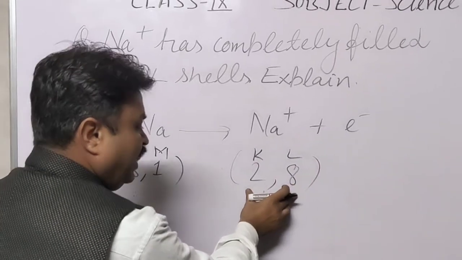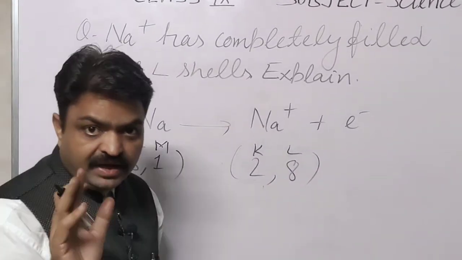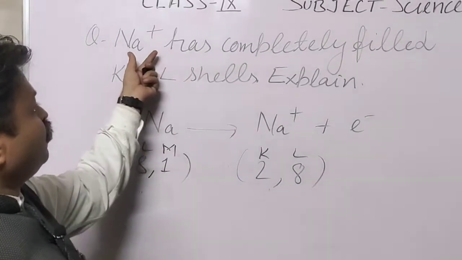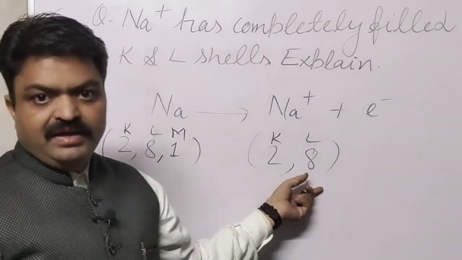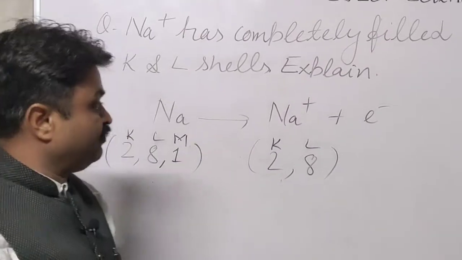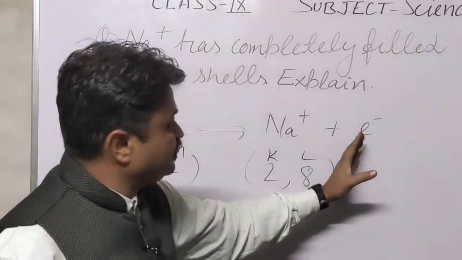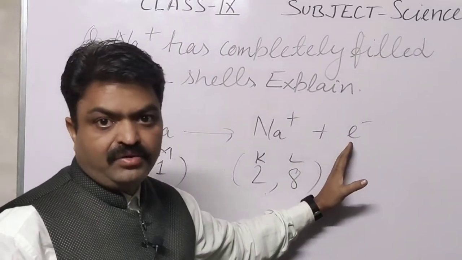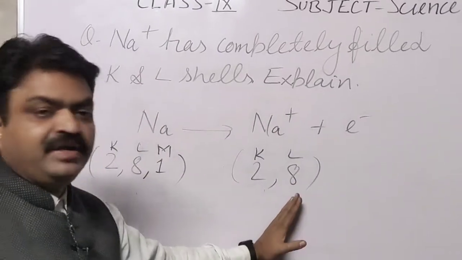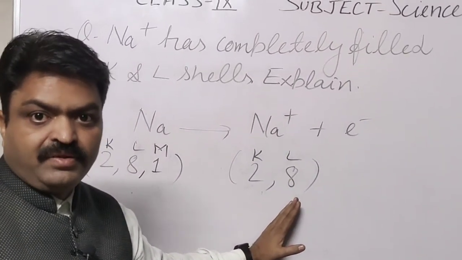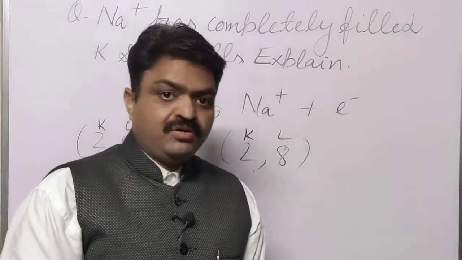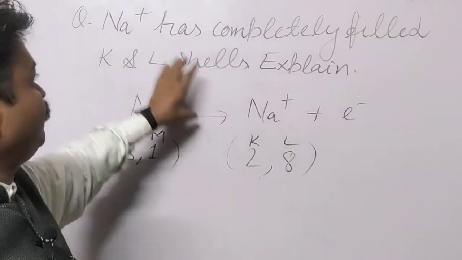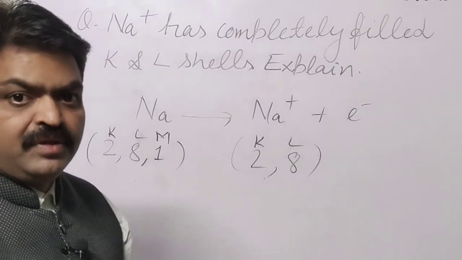With the help of this we can know that sodium ion has completely filled K and L shells, because sodium loses its 1 electron to complete its octet, or to follow the octet rule. So this is the answer of this question, student.